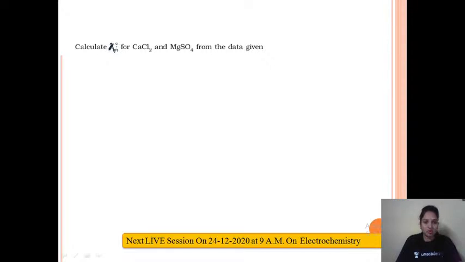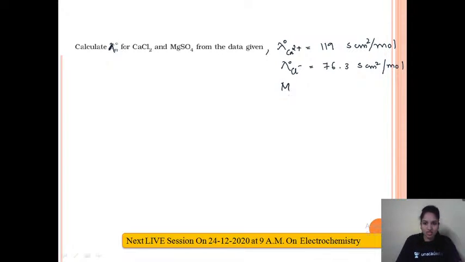It's a typo or typing error. Calculate lambda naught m for calcium chloride and magnesium sulfate from the data given. Now the data given is: lambda naught value for calcium 2 plus is equal to 119 Siemens centimeter square per mole. Next value that is given is lambda naught of Cl minus is equal to 76.3 Siemens centimeter square per mole.